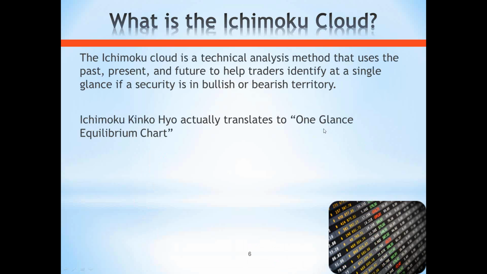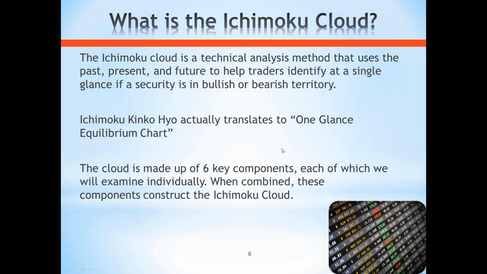This is particularly beneficial for binary options traders because we're always, at least for the most part, dealing with short-dated expirations, right? We don't really have the time to spend half an hour doing technical analysis on a trade setup when I might only have a couple of hours or even less than that until expiration. So the cloud is made up of 6 key components, each of which we're going to take a look at individually. We combine them, and we then construct the Ichimoku cloud.